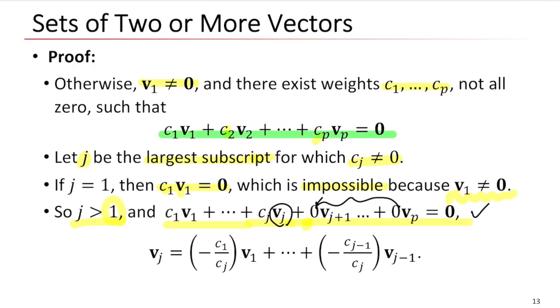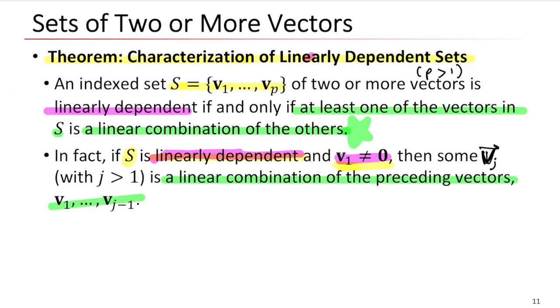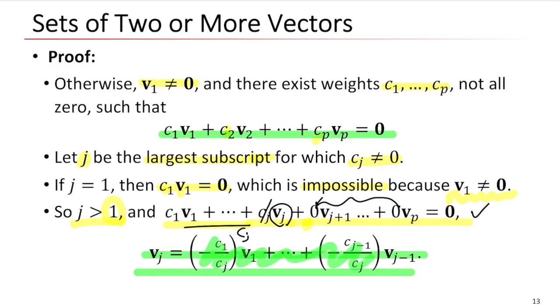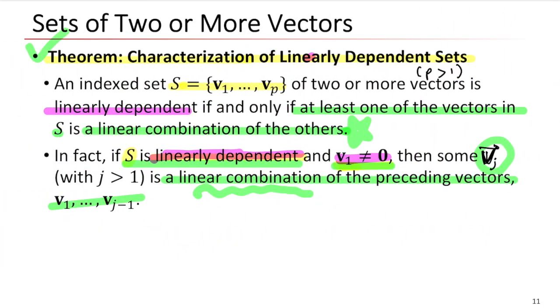Then what is Vj from this equation? By dividing by Cj and moving all the other terms, Vj can be represented something like this. Okay. So what does it mean? If S is linearly dependent and V1 is not equal to 0, then some Vj is a linear combination of the preceding vectors, because this is a linear combination of the vectors V1 through Vj minus 1. So it is the proof of this theorem. Okay, so this is the theorem of the characterization of linearly dependent sets.